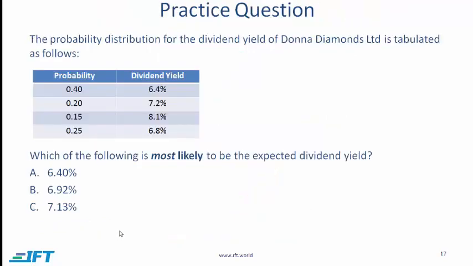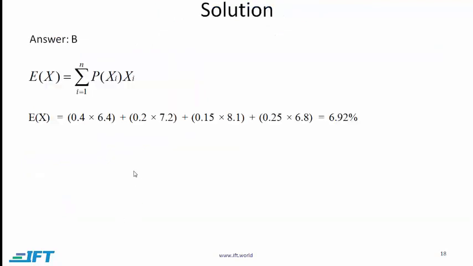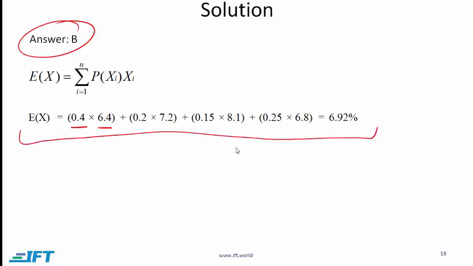Here is a practice problem for you just to ensure that you understand the concept that we just talked about. And here is the answer, it's B. Notice that we are simply taking each probability, multiplying by the random variable, and then adding all the expressions.